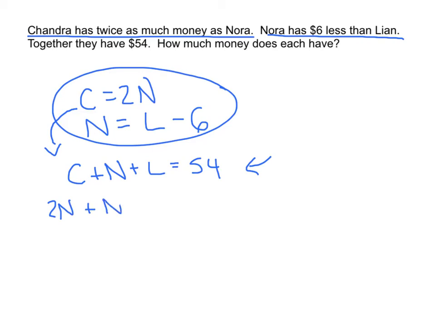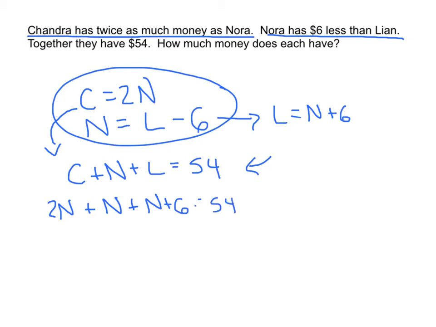So if I keep n, since c is equal to 2n, I'm going to replace c with 2n. N is just n. Leon, I'm going to have to rewrite this second equation so that it's in terms of L equals. So L equals n plus 6. I just added 6 to both sides so that L is isolated. So if L is equal to n plus 6, I can substitute that in my equation here, equals 54.